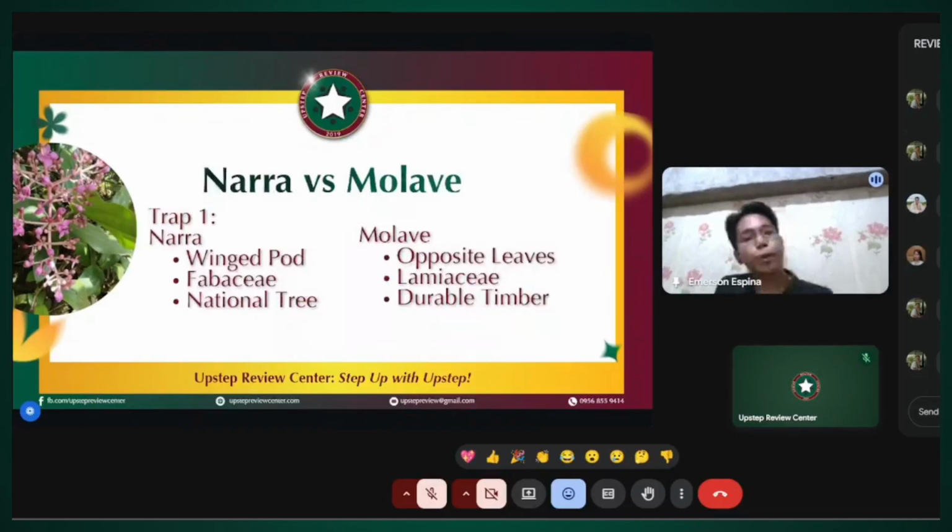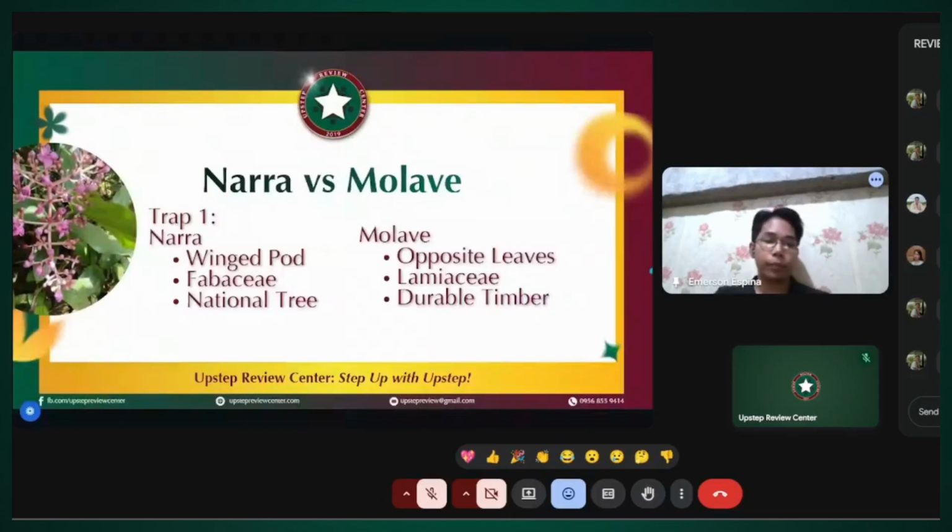So for trap number one, Narra and Molave are often confused with each other due to both being valuable timber. The distinguishing factor is that Narra has a wing bud, while Molave has opposite leaves as its main characteristic. As for family, Narra comes from Fabaceae, and Molave comes from Lamiaceae. Again, Narra is known as the national tree, while Molave is not. However, Molave is known for being a durable timber.